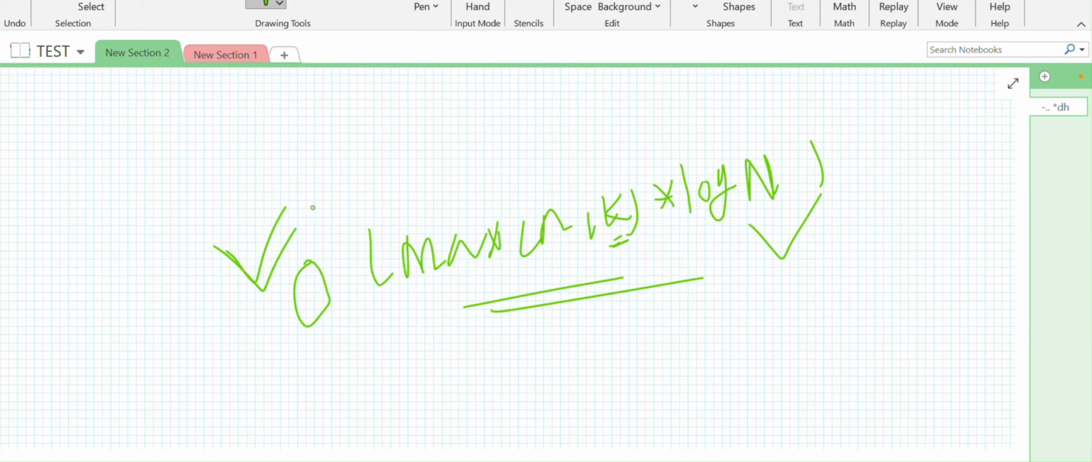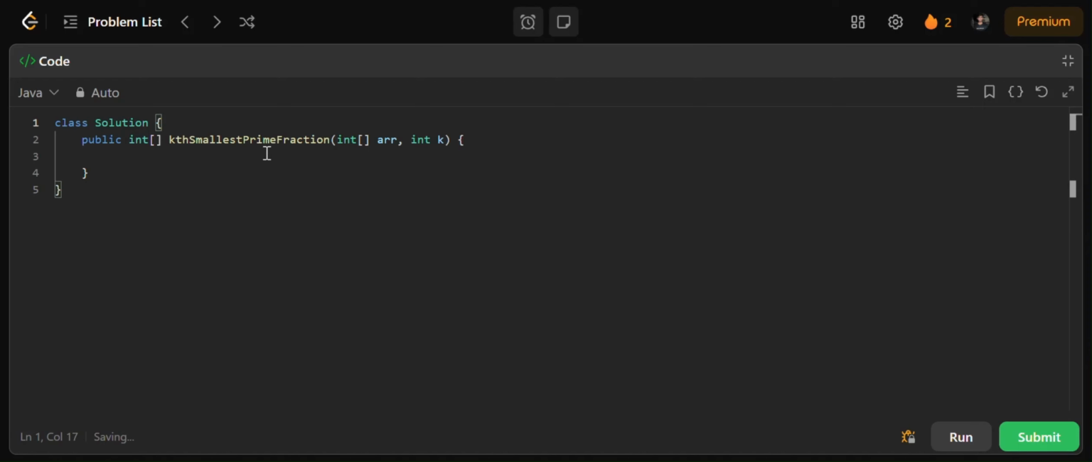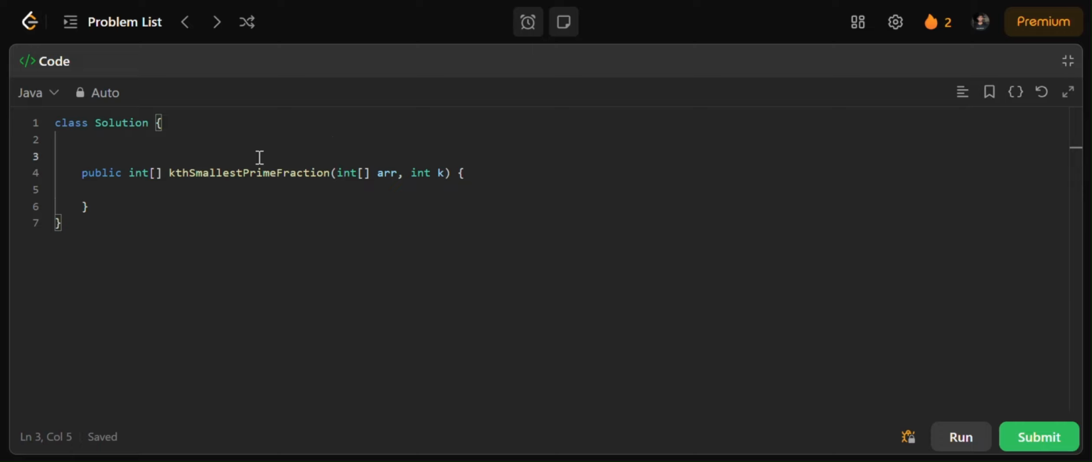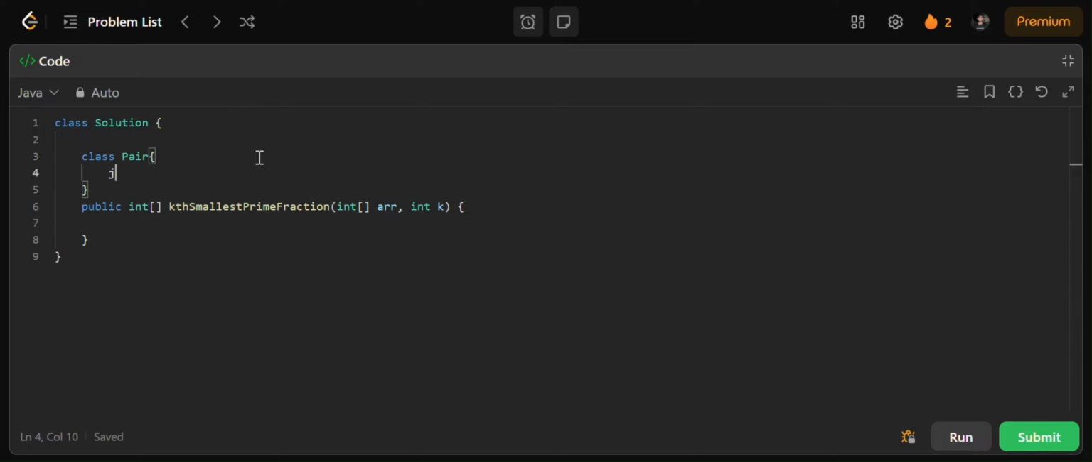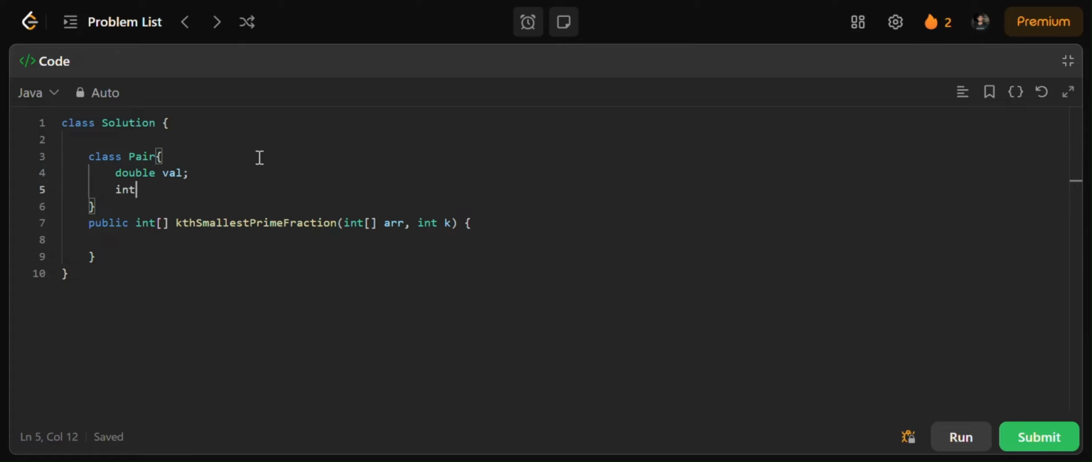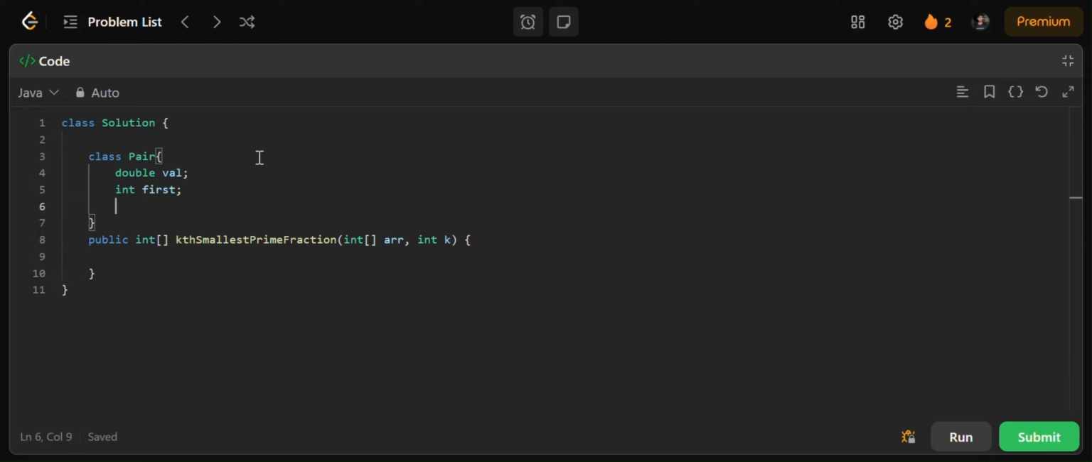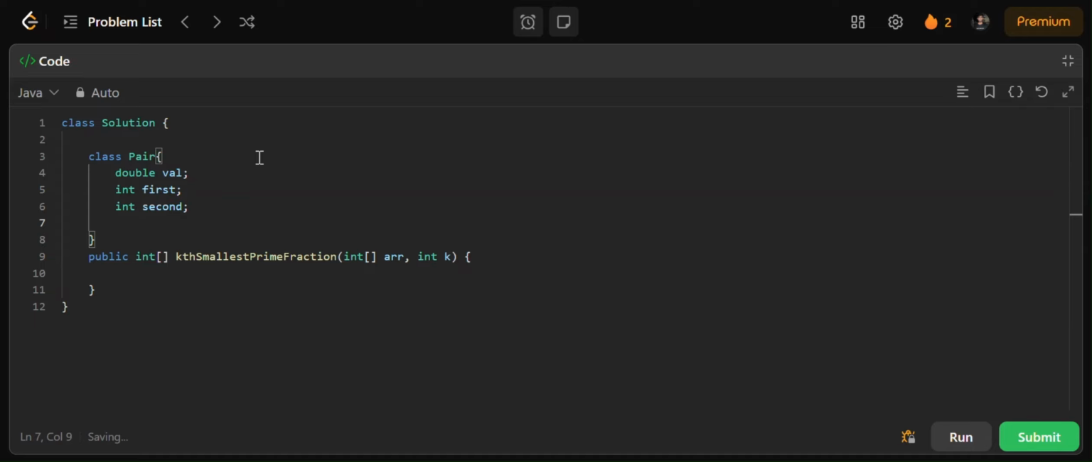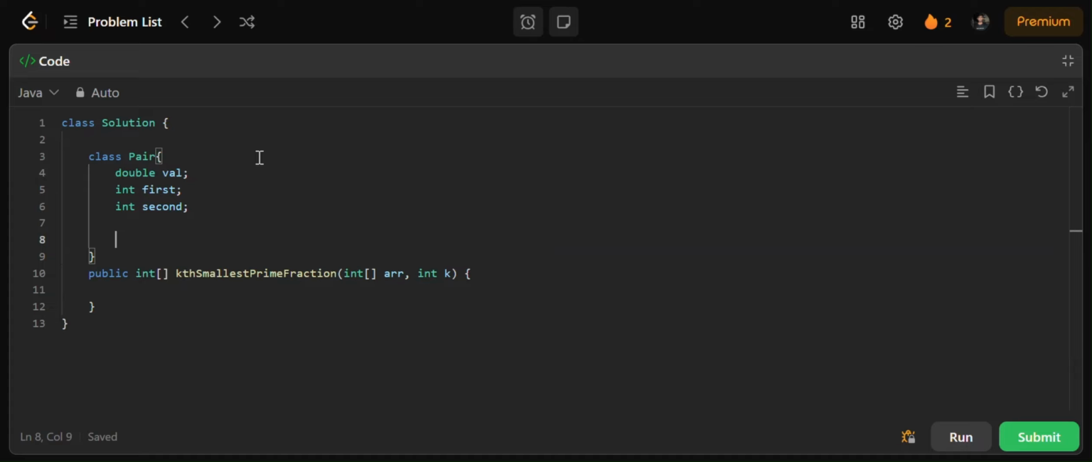Okay, and let's move to the code editor part so that it will be more understandable. So first we initialize a pair class because we have to use it in my priority queue. My pair class will have 3 attributes. One will be my double val, because this will give me the fraction. One will be first, this will give me the first index of my fraction value, that means the upper value, and second will give me the lower value of my fraction. Then we initialize with the constructor.